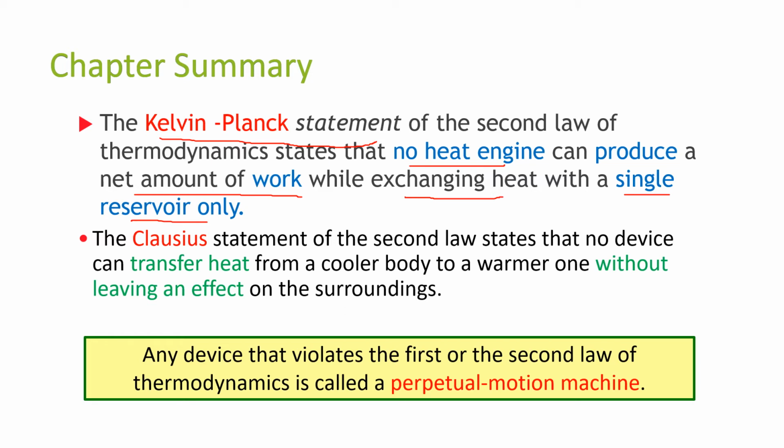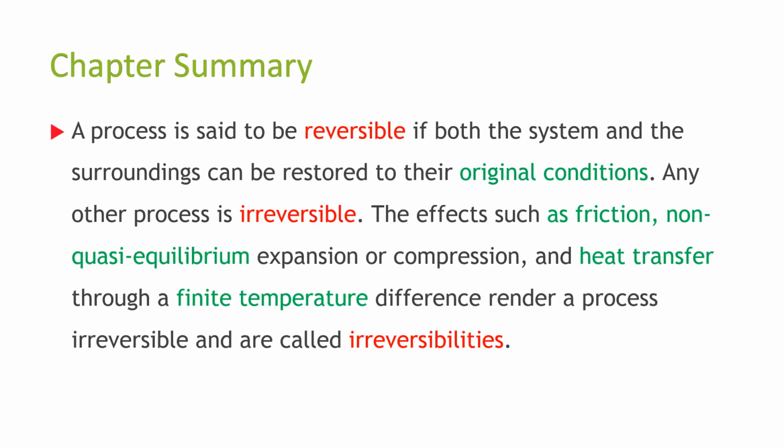And the Clausius statement of the second law states that no device can transfer heat from a cooler body to a warmer one without leaving an effect on the surroundings. So any device that violates the first or second law of thermodynamics is called a perpetual motion machine, PMM. And I mentioned there is no PMM that really works in the real world.